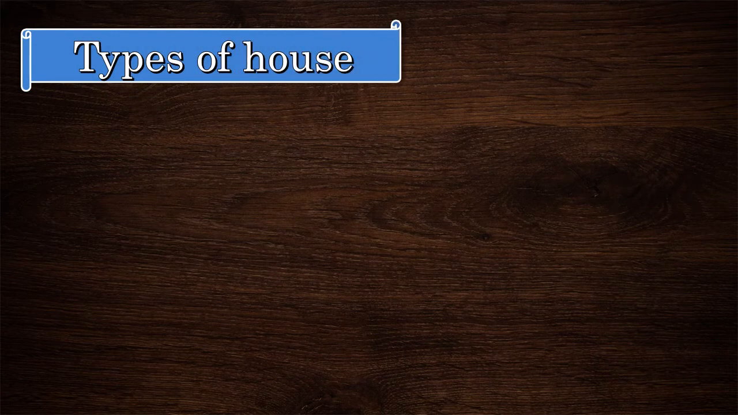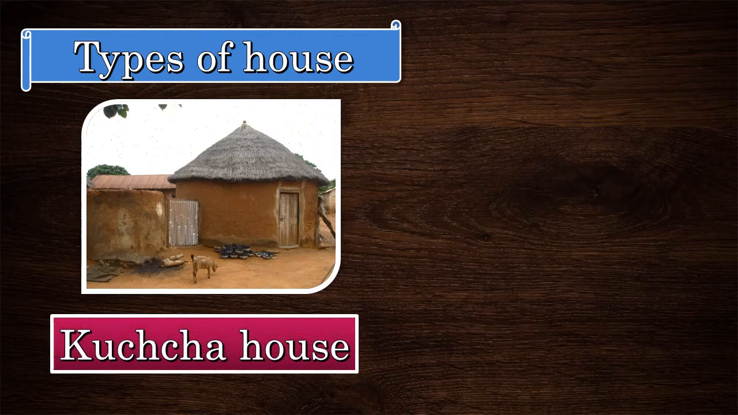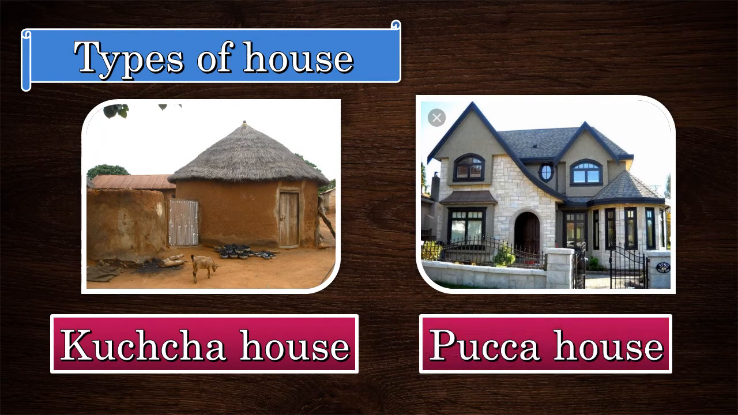Now, we are going to learn about types of houses. Children, there are mostly two types of houses. They are kacha house and pakka house. Okay? So, in the next slide, we are going to learn more about kacha house and pakka house in detail. So, let's start.